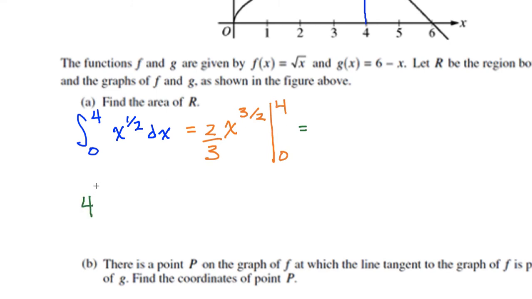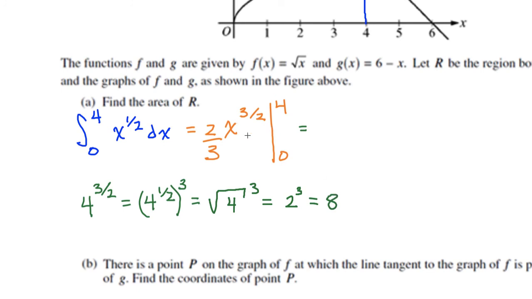4 to the power of 3/2 is the same thing as 4 to the power of 1/2 to the power of 3, which is equal to the square root of 4 to the power of 3, which is equal to 2 to the power of 3, which is equal to 8. All right, so when I plug that in, I get 2/3 of 8, and I guess the 2/3 can be factored out.